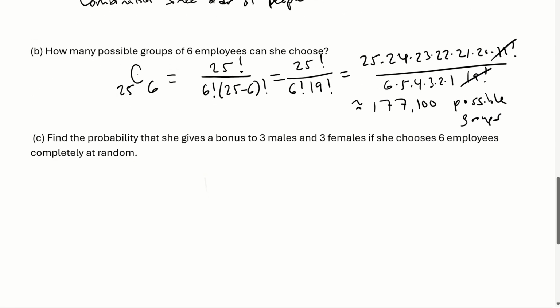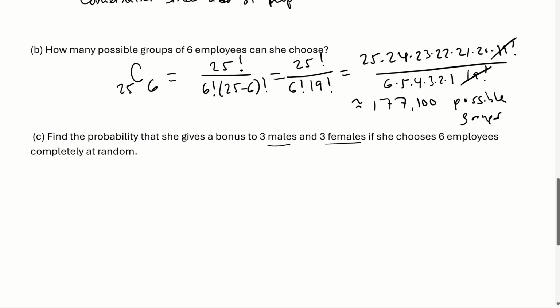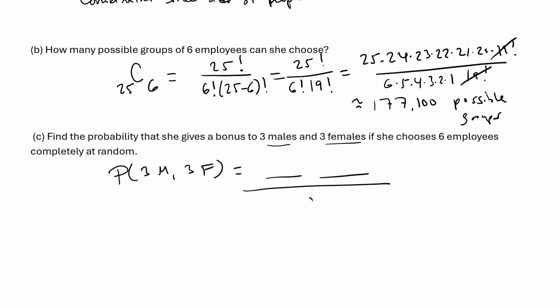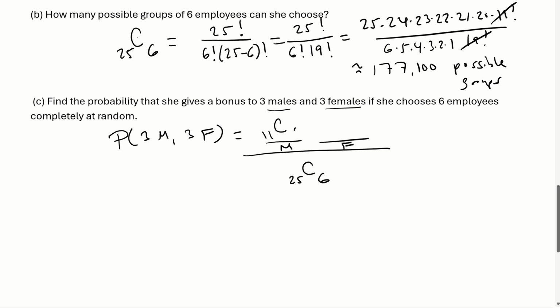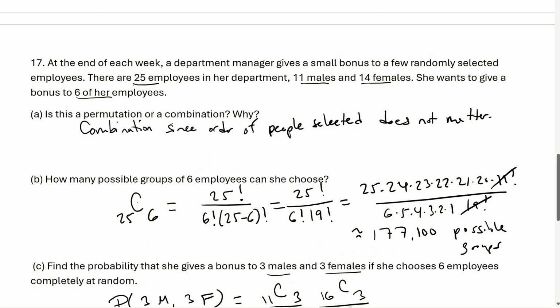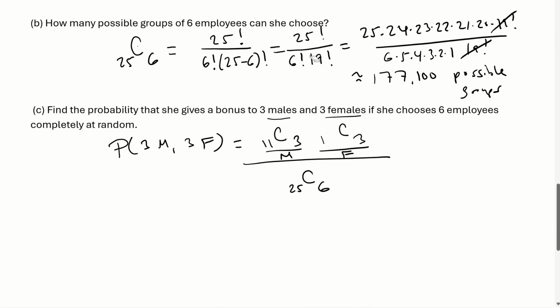All right, so now find the probability that she gives a bonus to 3 males and 3 females if she chooses them completely at random. So we got 3 males, 3 females. So we have 2 slots over the total, right? The total that we got was 25 choose 6. We got male, female. So now remember that if we go back to the problem, there are 11 males and 14 females. Okay, so 11 choose 3 for the males, and then 14 females choose 3, right? All right, and then we're going to multiply this in the numerator, and we already know what the denominator is, but then we're going to get this as a probability.